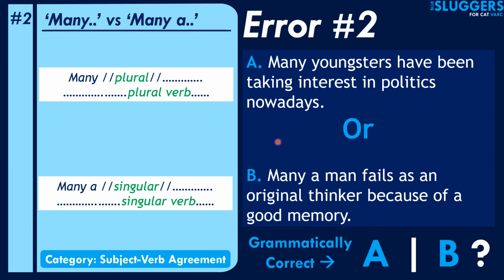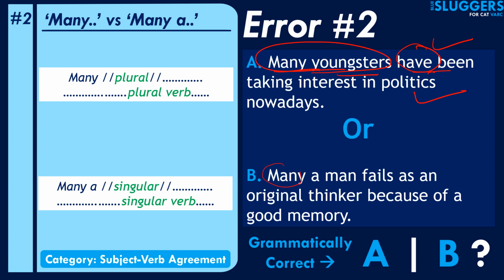See guys, the rule is quite simple in this case. Whenever you have many followed by a plural subject, because the subject is plural, you'll use a plural verb. So in the first sentence, many youngsters is plural, so it makes sense to have a plural verb. Have been makes sense here, so have been taking interest in politics nowadays is correct.